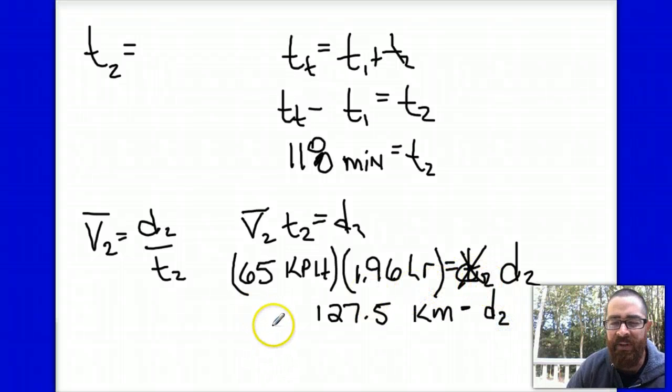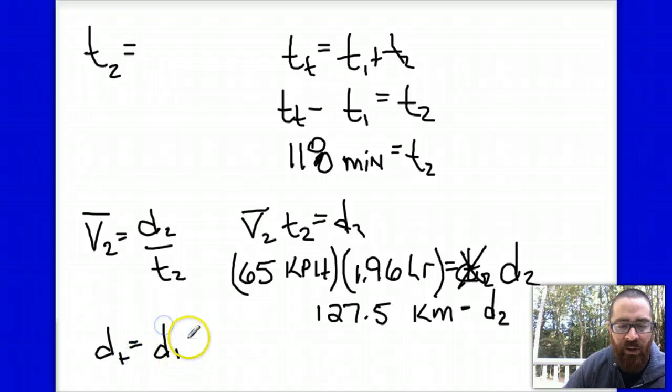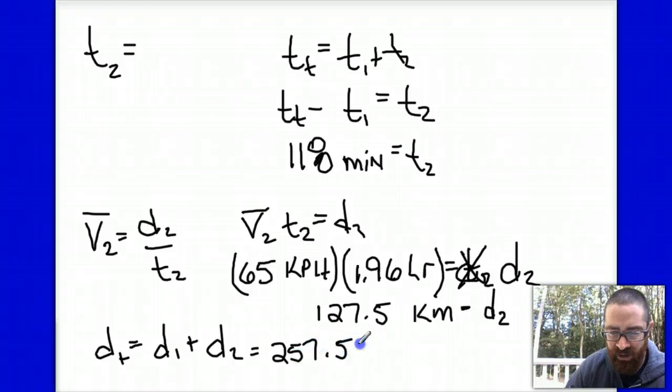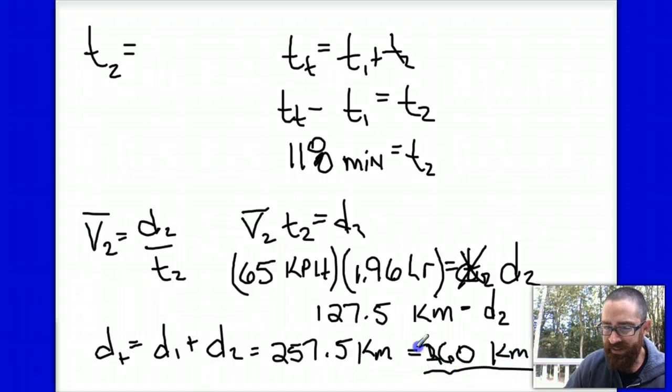Of course, the last step now, what's the total distance? D total, you should recognize, is going to be d1 plus d2. Adding those two numbers together, 130 kilometers plus 127.5, I get 257.5 kilometers. Truncating for significance, I'll call that 260 kilometers. That's the answer to part A, but I'm not quite done.